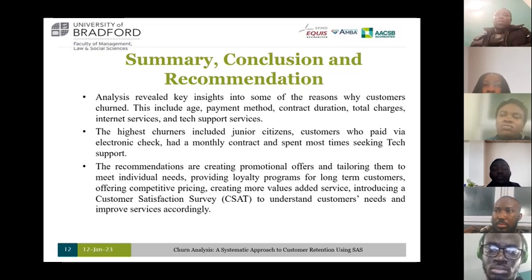Then also we are recommending that there should be a feedback platform like a customer service satisfaction survey, that's the CSAT survey. This will help us understand customers' needs per time and improve their services accordingly.